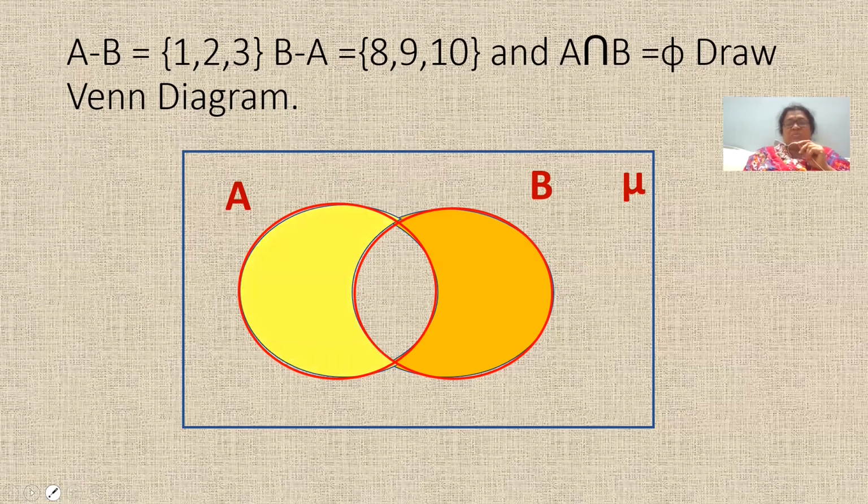So in this A minus B, what are the elements there? 1, 2, and 3. And what is the B minus A portion? So this one is B minus A portion. So what are the elements which are there in B minus A? They are 8, 9, and 10. So like this, you can draw a Venn diagram very easily. This is a 2 marks question you may get in the final examination.